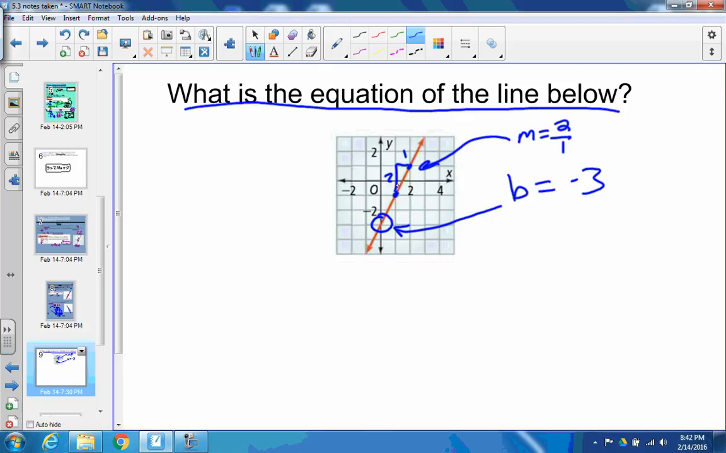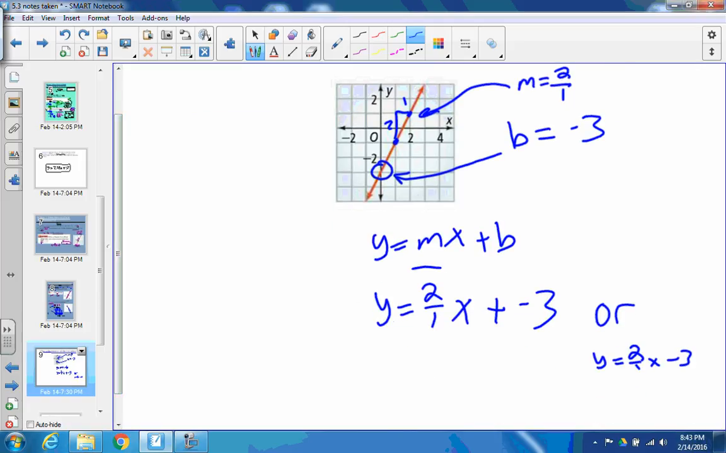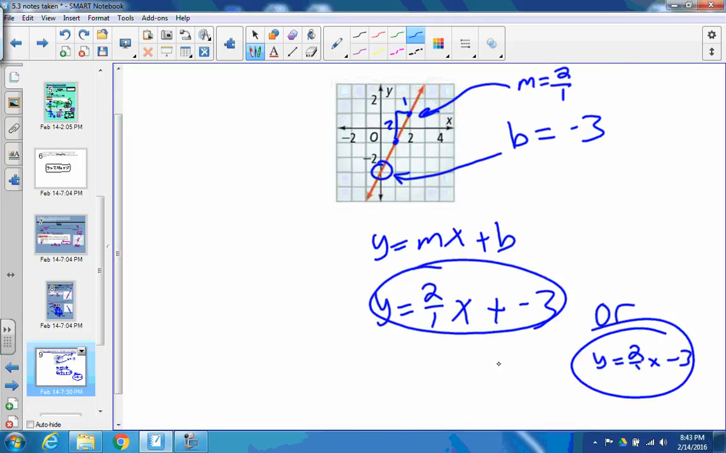The m, you just got to find 2 points. Find that slope. The m is the slope. And the rise and the run. So it goes up 2 and over 1 to get to a point. So it's 2 over 1. And then we take that, we put it in for y equals mx plus b. And our equation would be y equals 2 over 1x plus negative 3. Or y equals 2 over 1x, or 2x minus 3. Alright? Either one of these are okay.